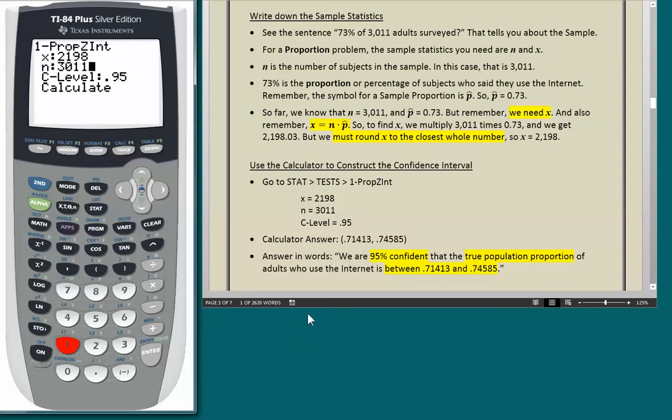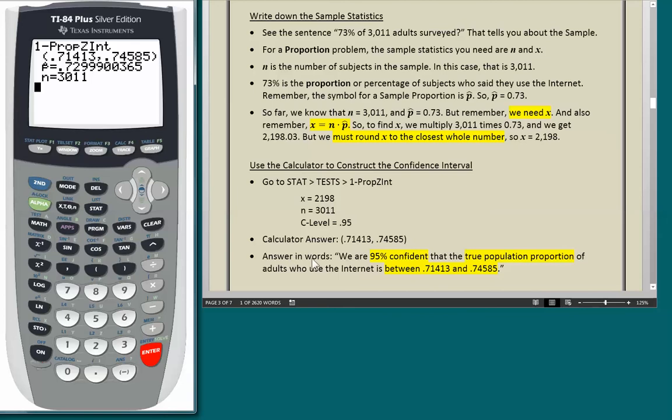3,011. The confidence level is 0.95. So we're going to go on down to calculate. We're going to hit calculate, hit enter on calculate. And there you see our answer. We don't need to worry about this p hat and n. We already know those. But here is the actual answer to the question. 0.71413, comma, 0.74585. And there you see those numbers right there in the calculator answer.